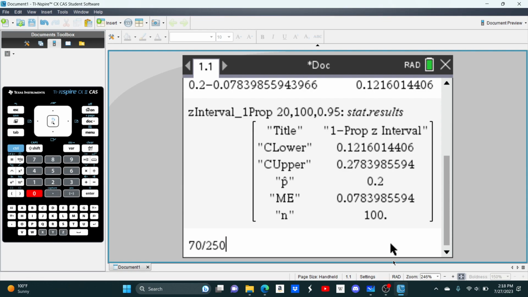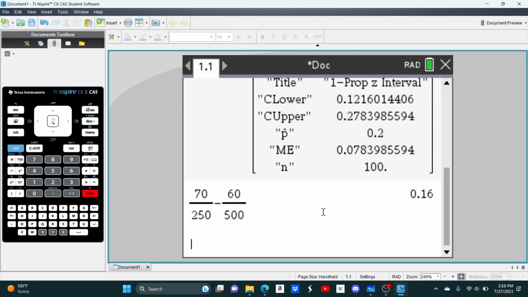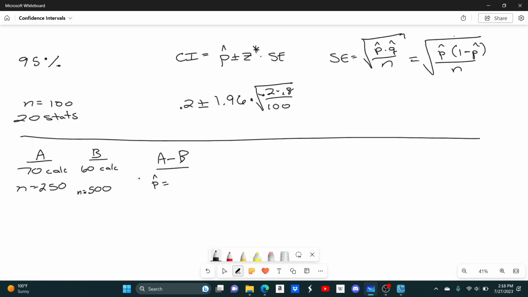So it'll be 70 divided by 250 minus 60 over 500, right? Proportion at A minus the proportion at B. And you get a difference of 0.16. So that's going to be that. Now, for finding the standard error, it's a little bit trickier. Oh, and by the way, I am finding 95% confidence in this case.